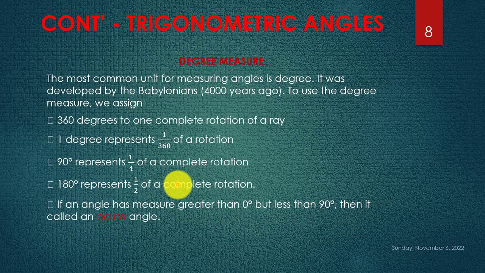If an angle has measure greater than 0 degrees but less than 90 degrees, then it is called an acute angle. An acute angle is formed when the angle is between 0 degrees and 90 degrees, or when the angle is greater than 0 degrees but less than 90 degrees. That is acute angles.